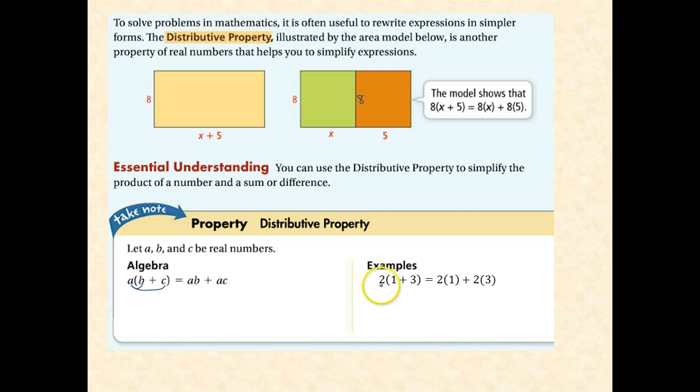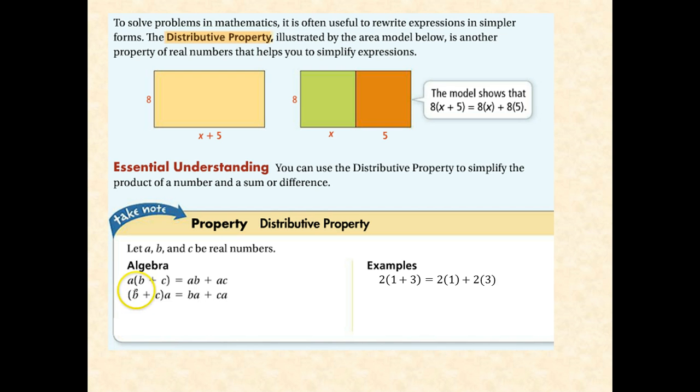So here's your example. The distributive property says 2 times 1 plus 3 equals 2 times 1 plus 2 times 3. Let's just show that this is equal. Inside the parentheses, 1 plus 3 is 4. 4 times 2 is 8. So this side is 8. And then 2 times 1 is 2, plus 2 times 3 is 6. Does 8 equal 2 plus 6? It sure does.